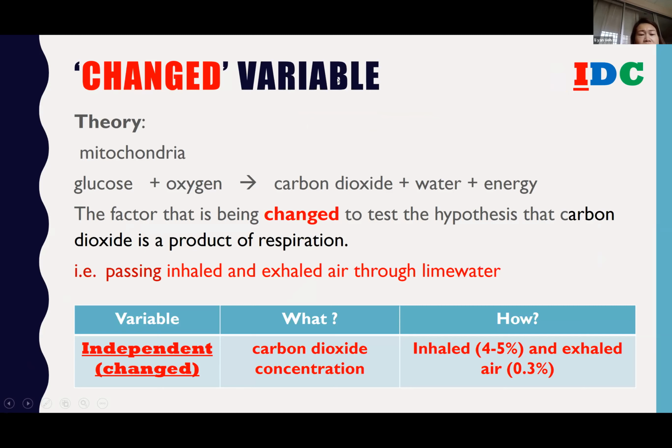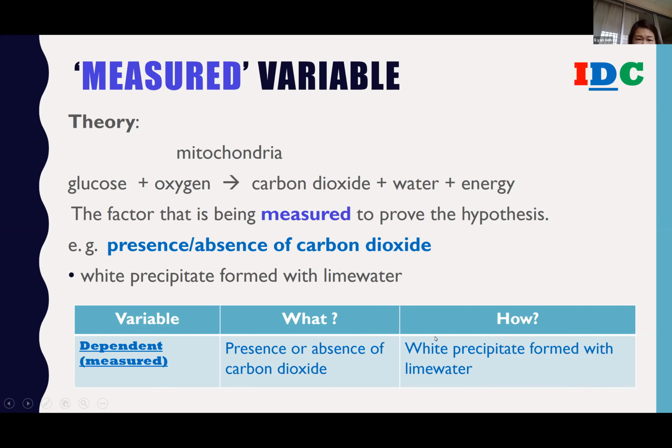The first thing is the variable, the factor that's being changed to test the hypothesis that carbon dioxide is a product of respiration. That will be the independent variable: the carbon dioxide concentration. We know that the inhaled air is 4 to 5% and the exhaled air is 0.3%. So this is the independent variable, and the dependent variable is something I measure.